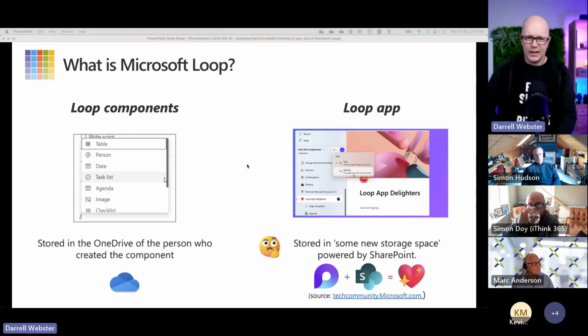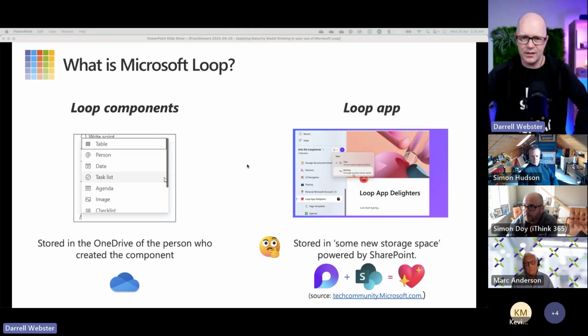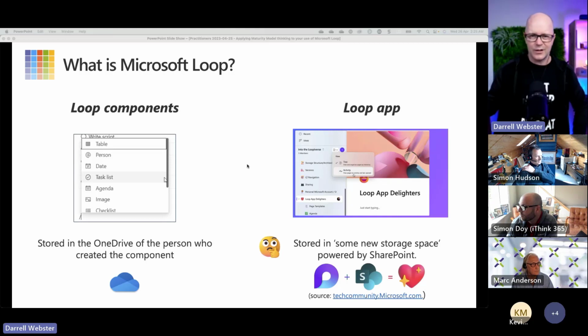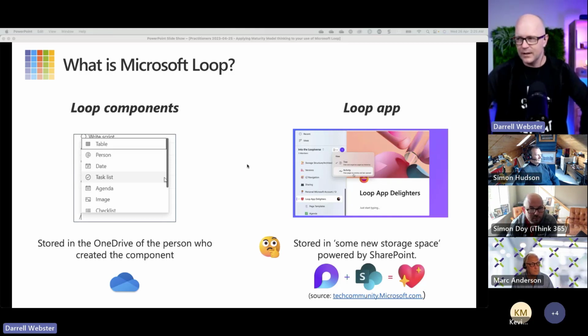And I was one of the lucky organizations participating in the private preview. And this has been an interesting space. Something that I have to be careful as I talk about it and skirt around, because I think there's something in here that hasn't quite been announced yet. But certainly early on, Loop app storage and workspaces were in SharePoint. And we saw that quite clearly. We could go into the team site and see that.